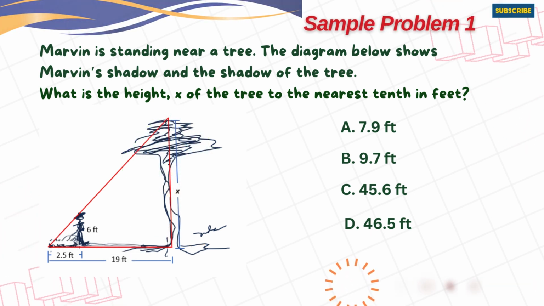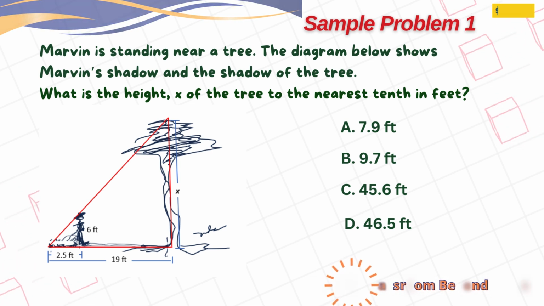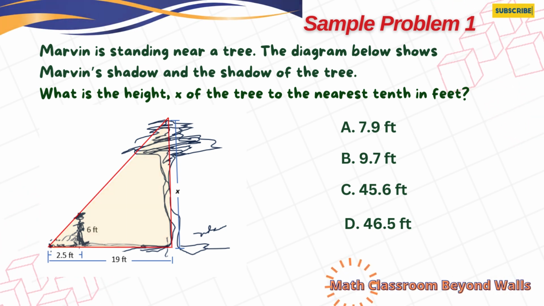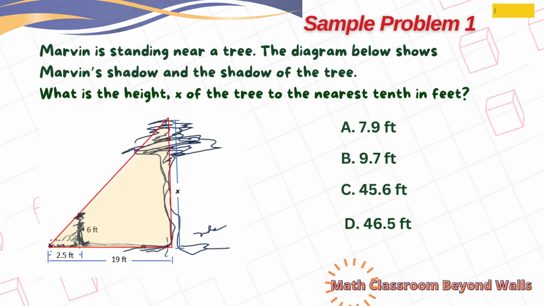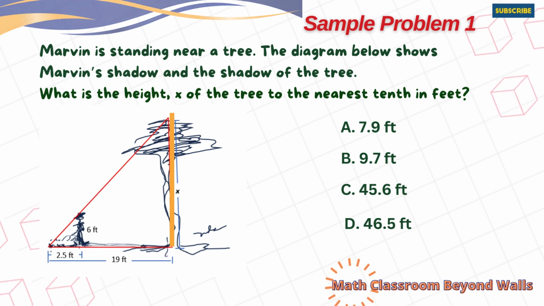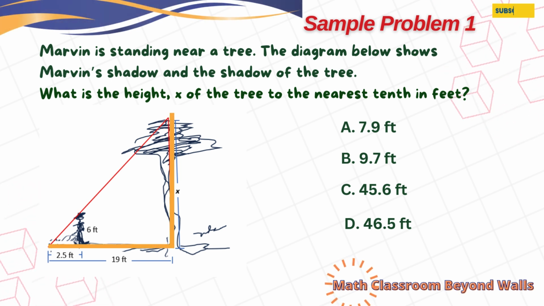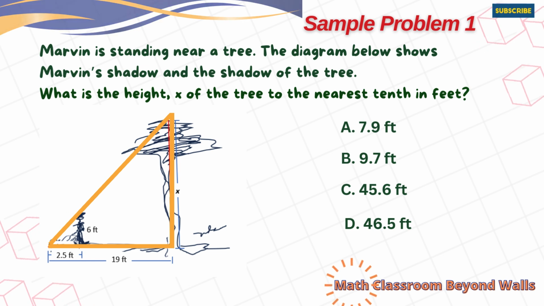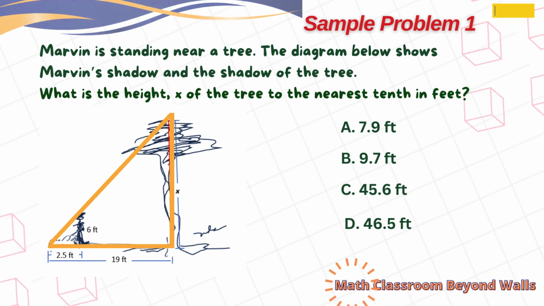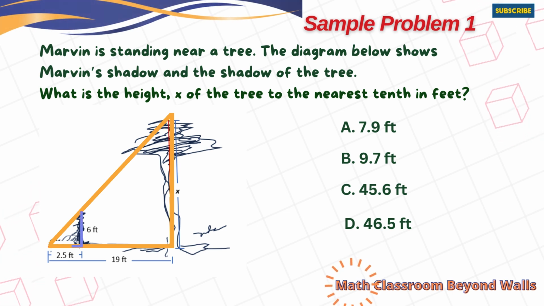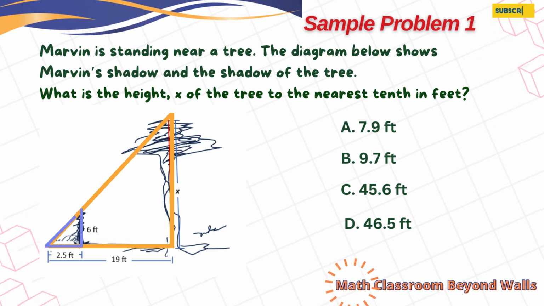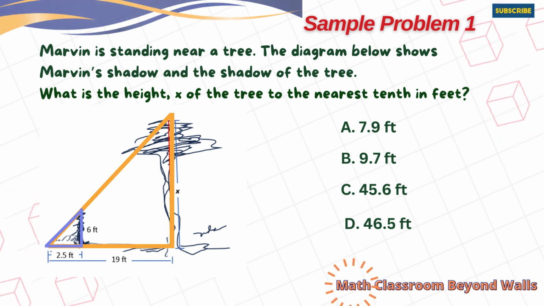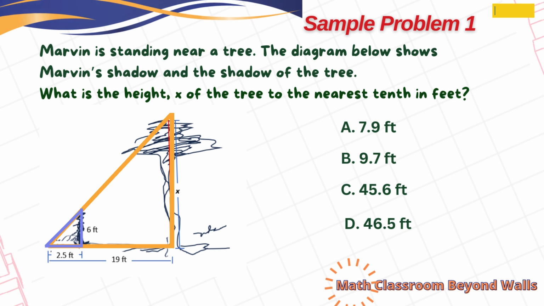We will examine the given diagram. Look at it closely, learners. What geometric figures do you see? You're correct. A triangle. How many triangles do you see? Okay, so there are two triangles. One is the triangle formed by the tree shadow, and the imaginary line connecting the tip of the tree shadow and top of the tree. The other one is the triangle formed by Marvin's shadow, and the imaginary line connecting the tip of Marvin's shadow and top of Marvin's head as shown. We will reproduce these triangles so you will be able to see them clearly.